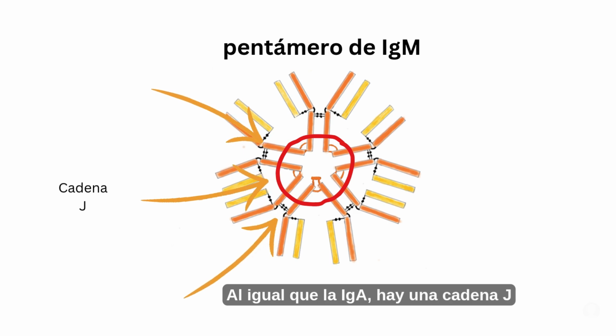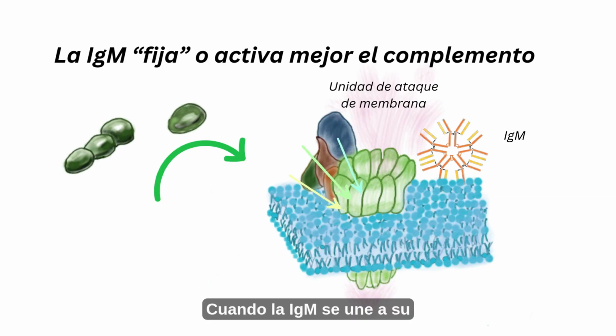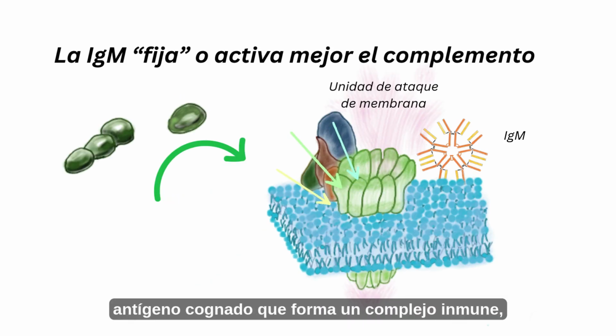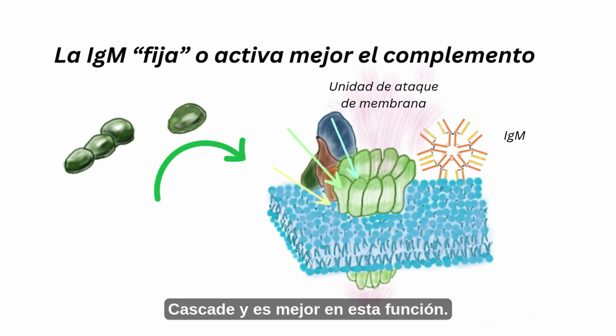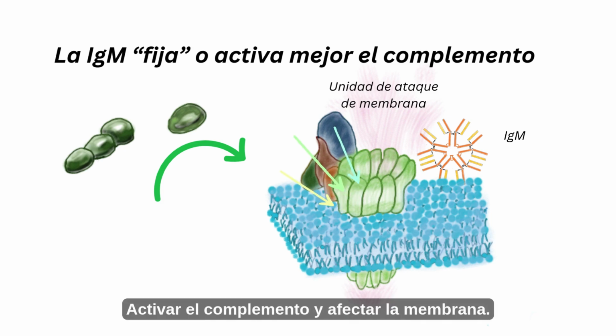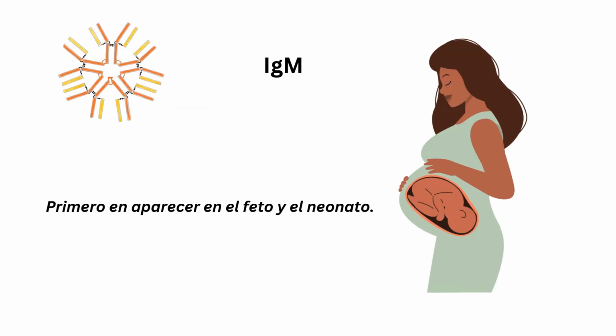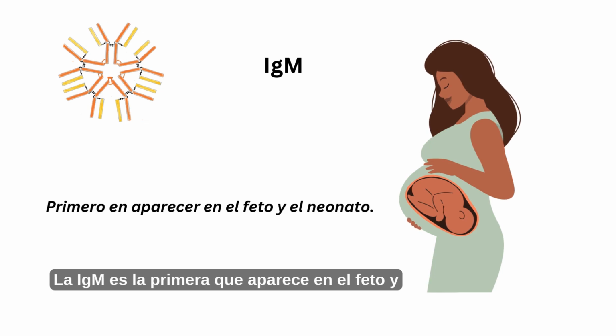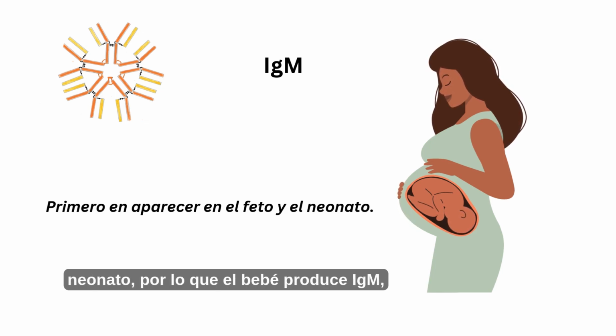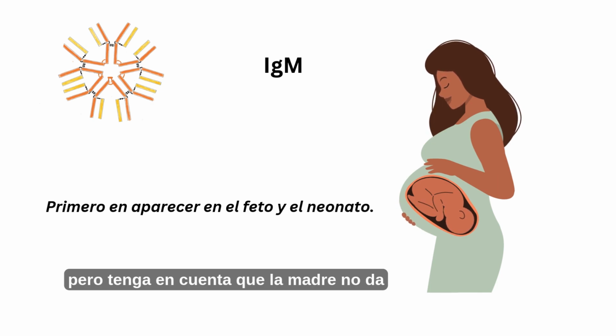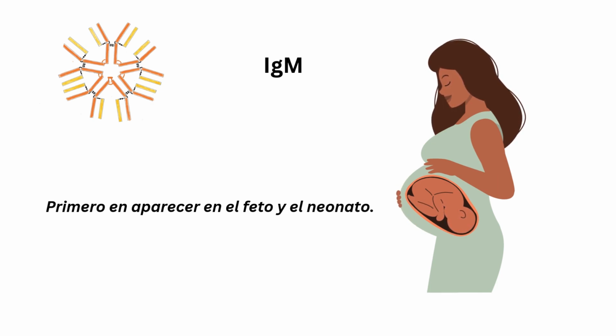Like IgA, there is a J chain connecting the IgM pentamer together. When IgM binds to its cognate antigen, forming an immune complex, it fixes or activates the complement protein cascade. And it is best at this function because it has 10 binding sites, 10 active sites that will activate the complement and affect the membrane attack unit to affect hemolysis. IgM is the first to appear in a fetus and neonate, so the baby makes IgM. But note that the mother does not give IgM through the placenta to the baby.